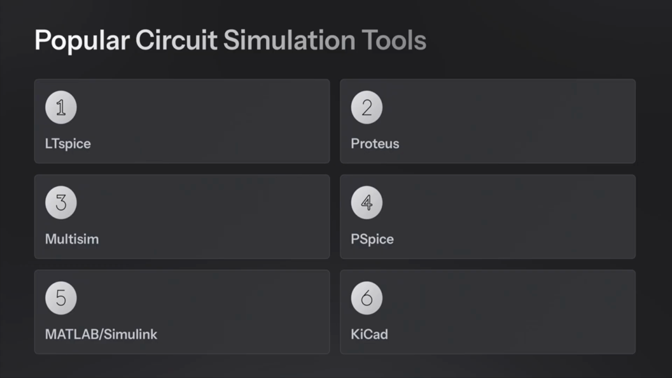Then there is PSpice, developed by Cadence. It's an industrial-grade simulator known for its high accuracy and is commonly used in professional designs. We also have MATLAB and Simulink, which is powerful for system-level modeling and multi-domain simulations rather than detailed circuit-level design. And finally, there is KiCad. It's a free and open-source tool which is mainly used for schematic capture and PCB design with basic SPICE simulation features.